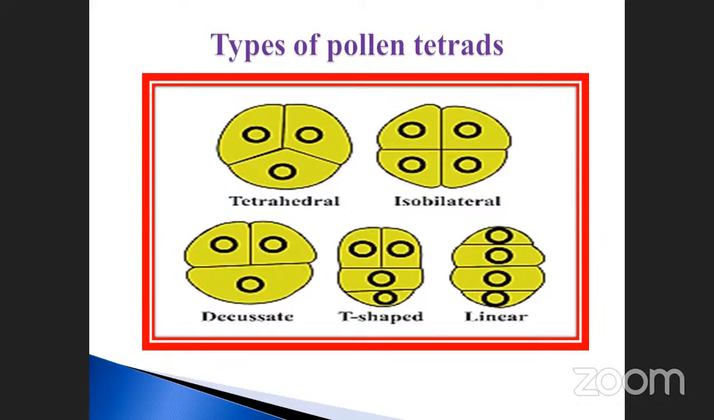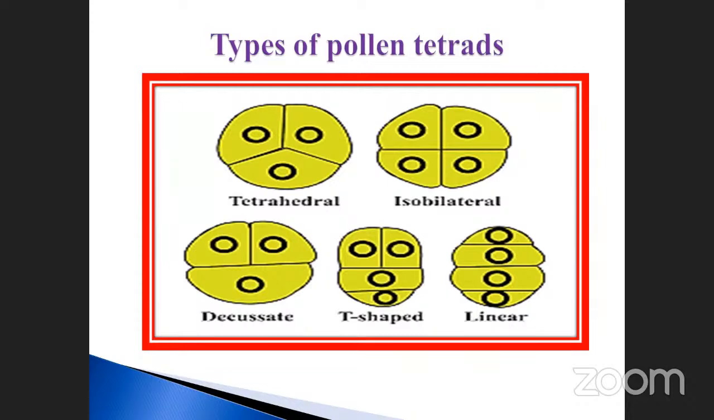See the structures. These two look similar. For example, the upper one is similar to the lower one. If we see it like this, it is also similar to this one. You can take these two and also these two. So likewise, this is isobilateral. Iso means same, similar. This is also a type of pollen tetrad. They may exist in different forms.